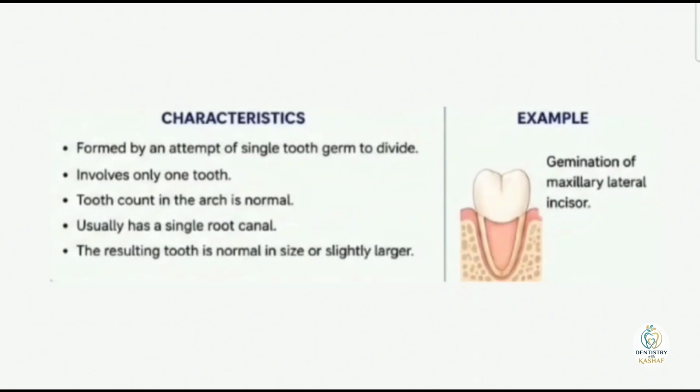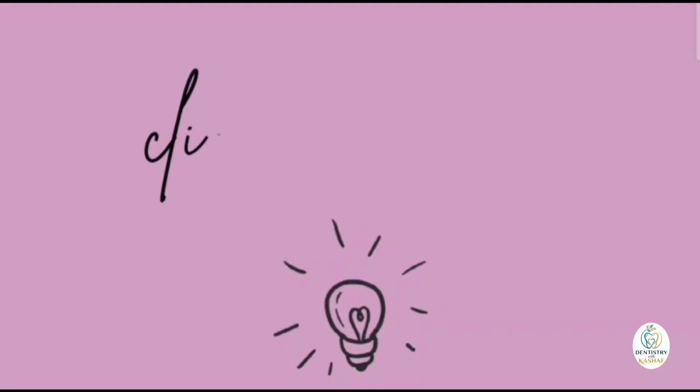What are the characteristic features of gemination? It is formed by an attempt of a single tooth germ to divide. We see that it was trying to divide into two and making a bifid crown. If you remember, it involves only one tooth and the tooth count in the arch is normal. We are going to discuss this point later, okay? It usually has a single root canal. Of course, the single tooth was trying to divide and the resulting tooth is normal in size or slightly larger. The most common example is a maxillary lateral incisor.